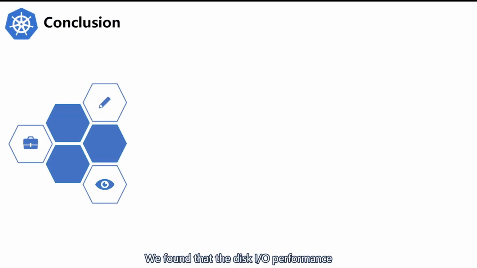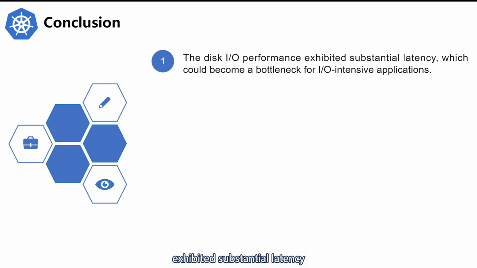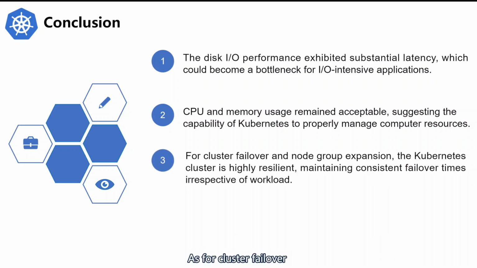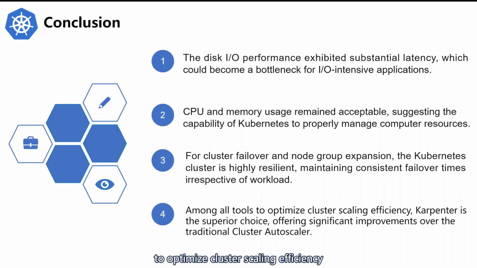In conclusion, we have gained a deeper understanding of the performance of Kubernetes. We found that the disk I/O performance exhibited substantial latency, which could become a bottleneck for I/O-intensive applications. Meanwhile, CPU and memory usage remain acceptable, suggesting the capability of Kubernetes to manage computer resources. As for cluster failover and node group expansion, Kubernetes cluster is highly resilient. Among all tools to optimize cluster scaling efficiency, Karpenter is the better choice, offering significant improvements.